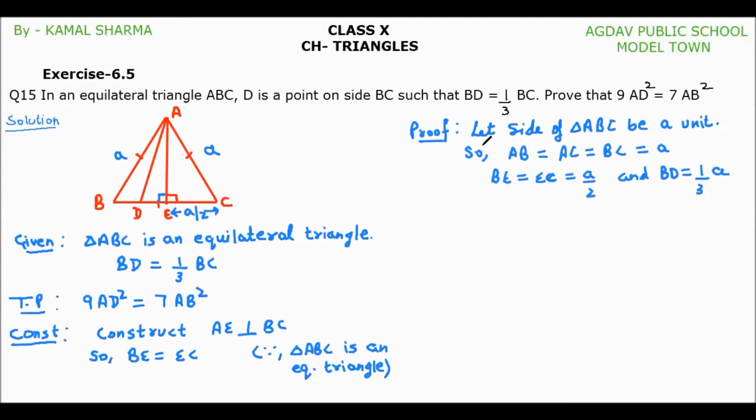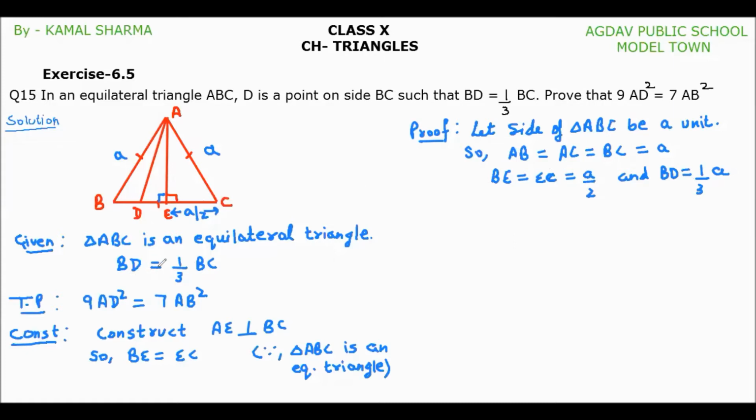So we have assumed let side of triangle ABC be A units. So AB equals AC equals BC equals A, and BE is equal to EC. You can see here BE is equal to EC, which will be equal to A by 2, because AE is dividing BC into two equal parts, because AE is the median also. So median divides the triangle into two equal halves. So BE equals EC, so they have become A by 2 each.